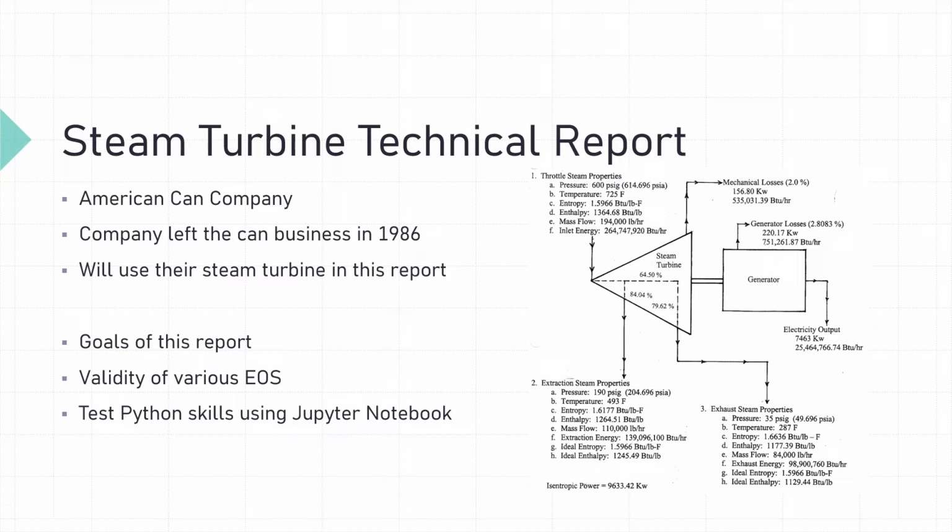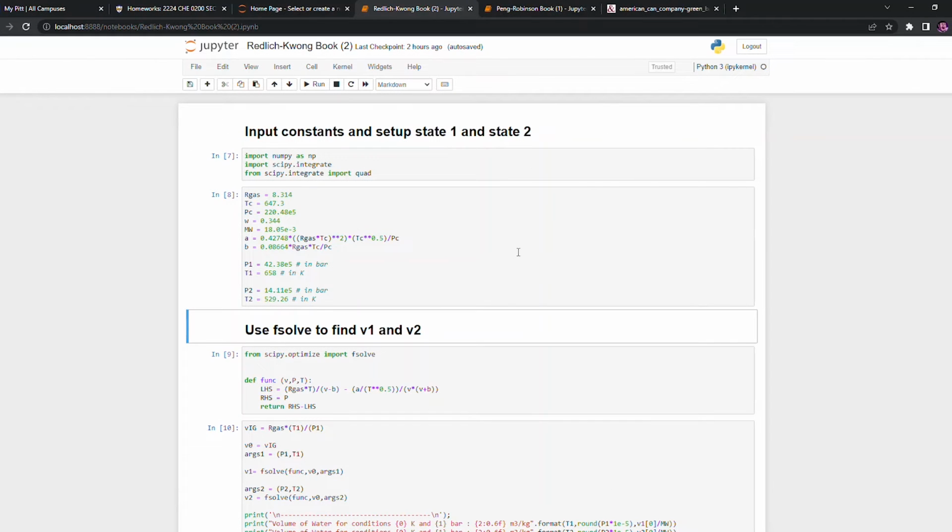The turbine that we use comes from the American McCann Company, which, although it went out of business in 1986, we still believe that the turbine they use is relevant to our current report. The goals of this report are to analyze the validity of various equations of state, such as the van der Waals, Redlich-Kwong, and the Peng-Robinson. Then we will compare values such as work and efficiency from our code to those in the report using Jupyter Notebook. This is our Redlich-Kwong book.